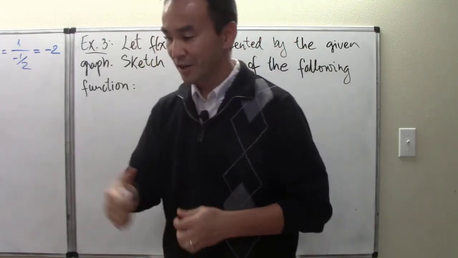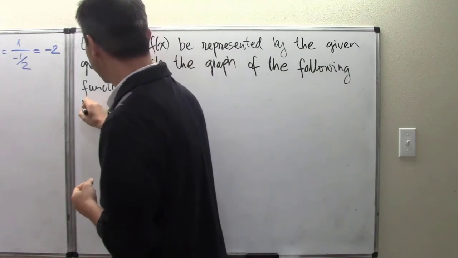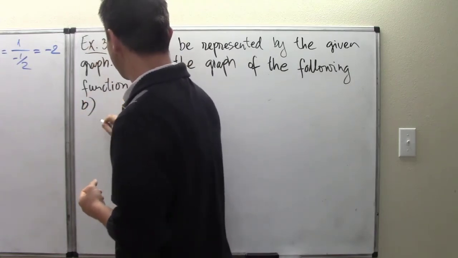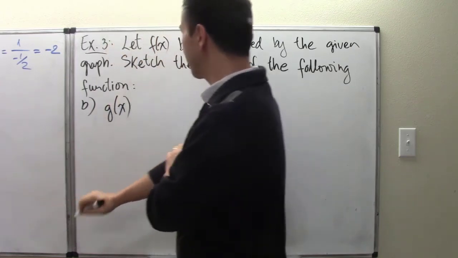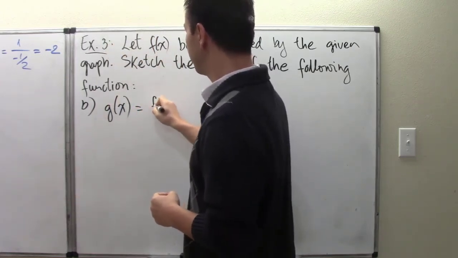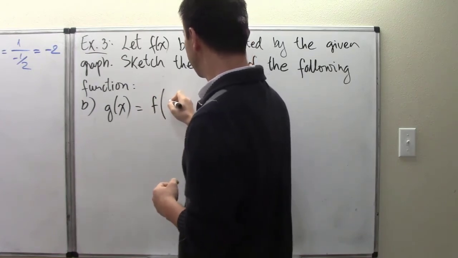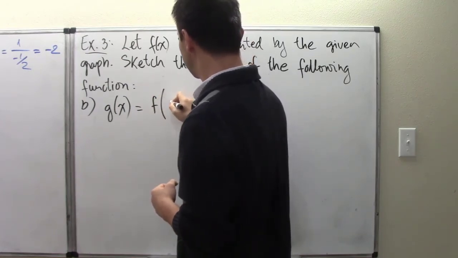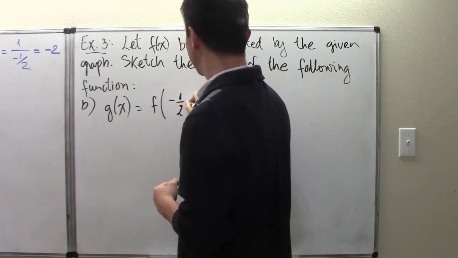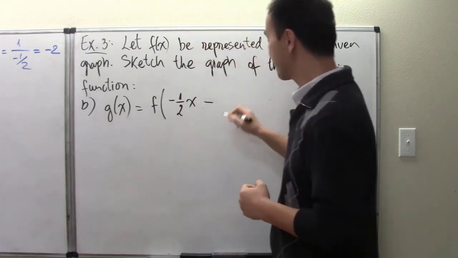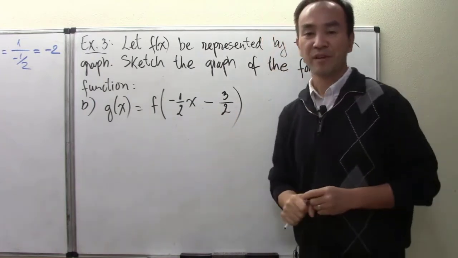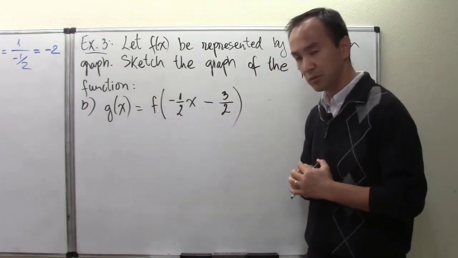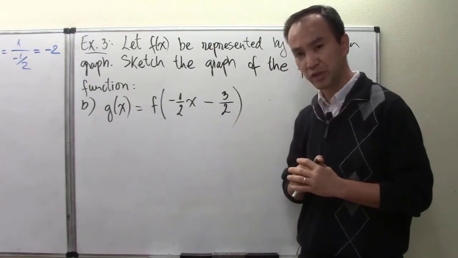All right, so let's now look at part B of the example. So how about we want to sketch the descendant function g of x as f of negative 1/2 x minus 3/2. Okay, so f of negative 1/2 x minus 3/2.